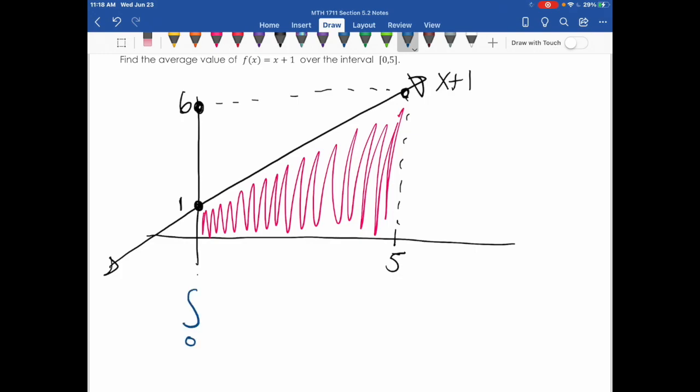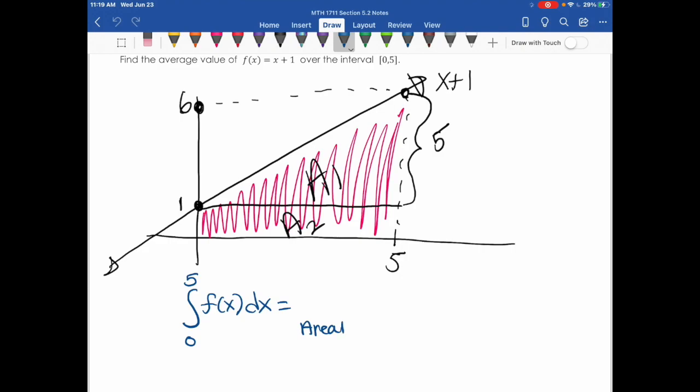Now, if we want to find the area under that curve from 0 to 5, we're going to have to break this up into two pieces. So I'm going to call this top area, area 1, and this bottom area 2. So the top area is the area of a triangle, and this height is 5 because we're going to go from 1 to 6, which is a height of 5. And then the base is going to be 5 because we're from 0 to 5 for the base. So area 1 is going to have an area of 1/2 base times height, which is 5 times 5.